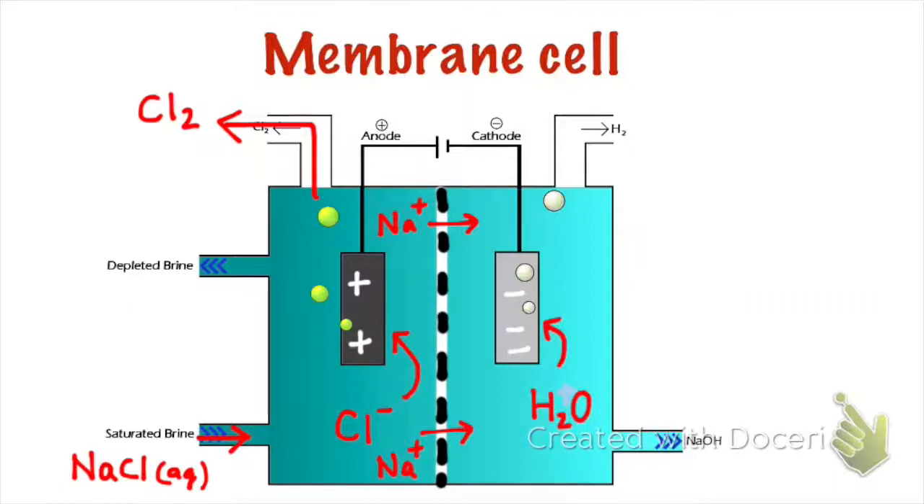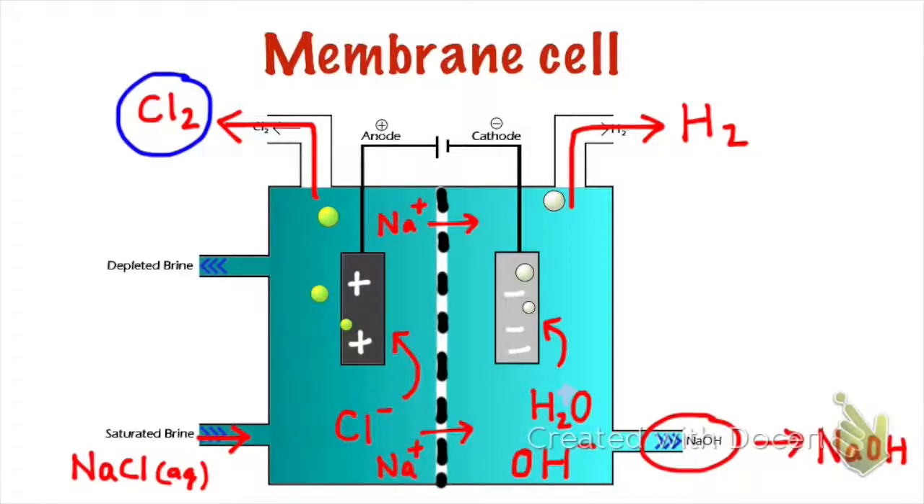Now the water molecules in the cathode department react on the negative cathode, and they discharge hydrogen, and if you remember, they also form OH- ions. And so in the cathode department we're forming hydrogen gas. We've got the Na+ ions which have moved through the semi-permeable membrane, and together with the OH- ions form sodium hydroxide. So there are 3 products then: chlorine from the anode, hydrogen from the cathode, and sodium hydroxide also from the cathode.